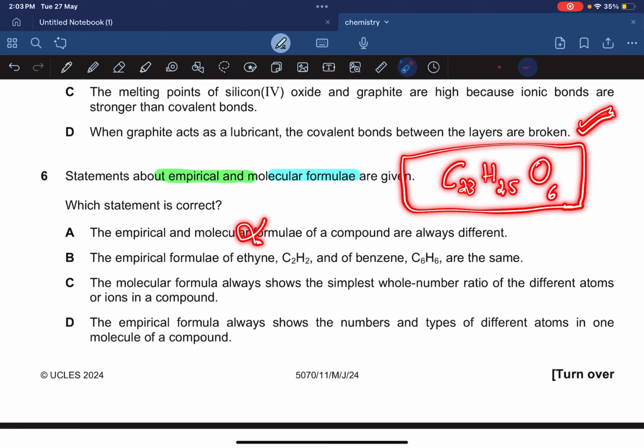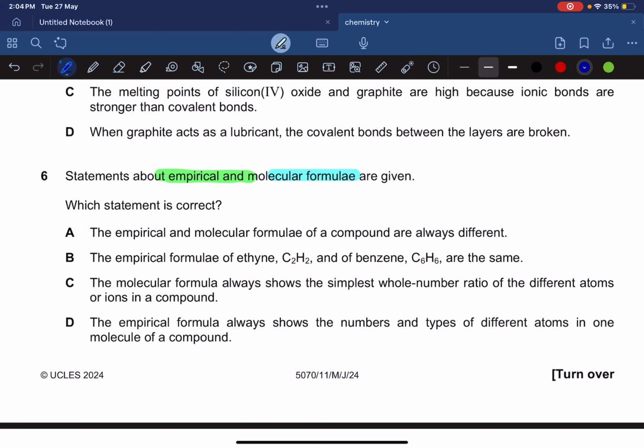Why? Because it cannot be cut down. You cannot cut it on any table. So they can have the same empirical and molecular formula if they cannot be cut down, if that's the simplest whole number ratio, the molecular formula itself. So the empirical formula of ethyne, C2H2, and of benzene, C6H6, are the same. That's correct, because look over here. If you cut this 2 and this 2, it becomes CH. And if you cut this 6 and this 6 on the table of 6, it becomes CH. So that's correct. The empirical formula for both of them is going to be the same.